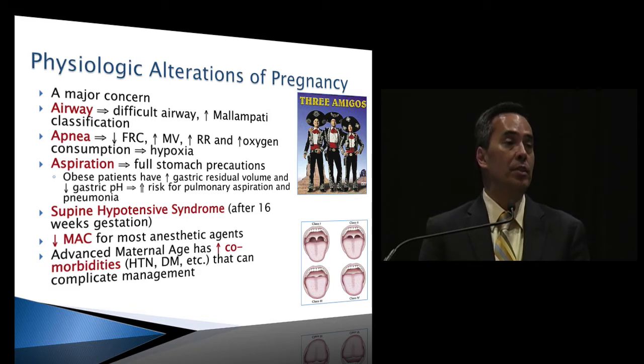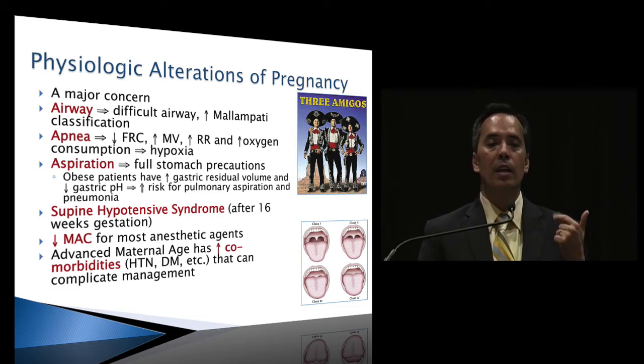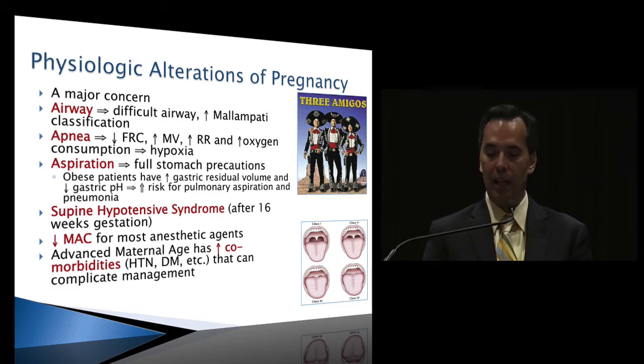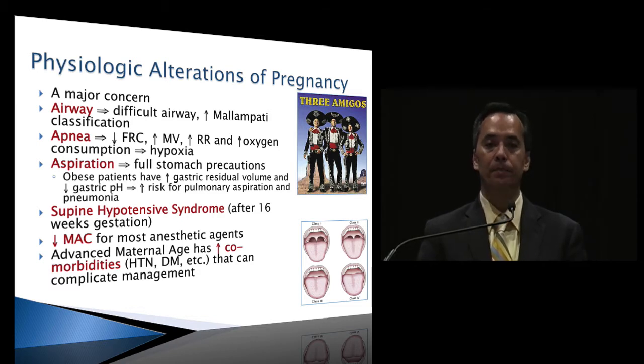After 16 weeks gestation, you need to do supine left uterine displacement because of supine hypotensive syndrome. There's a decrease in MAC for most of the anesthetic agents, and advanced maternal age, as well as morbid obesity, can all complicate management in the parturient.